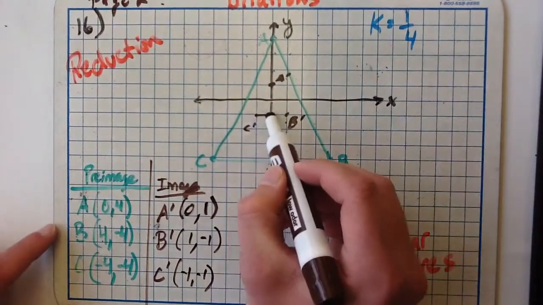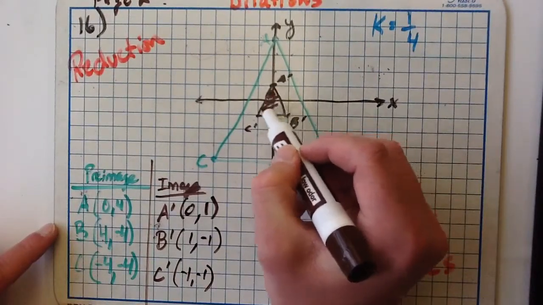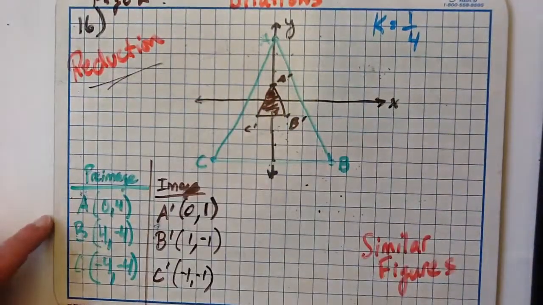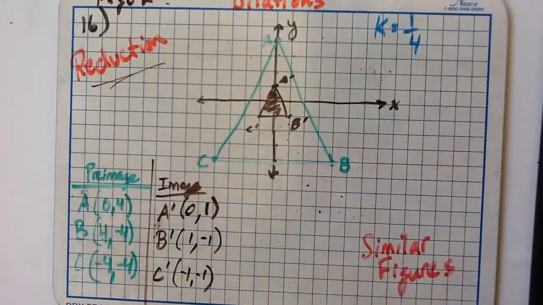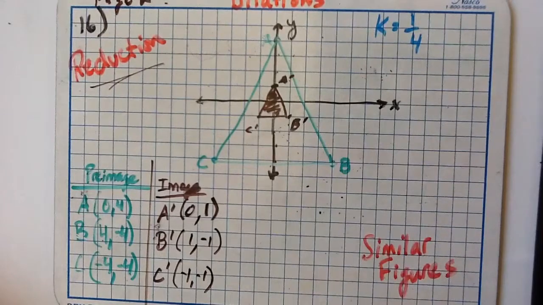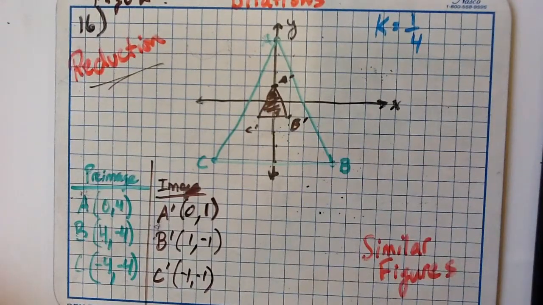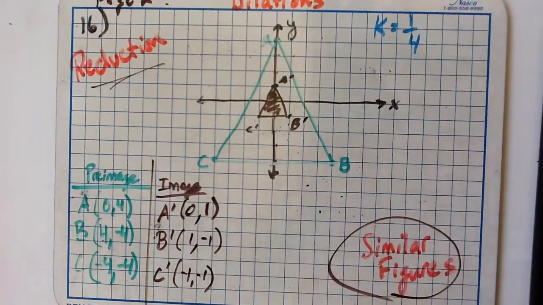I connect those dots to make the triangle, and as you can see, the triangle got smaller, right? It reduced because our scale factor is 1/4, and 1/4 is less than 1, and anytime you have a scale factor of less than 1, that is a reduction. Your image will be smaller than your pre-image. All right, these still have the same shape and the same orientation, but the size of the triangles are different, and so again, they are similar figures.